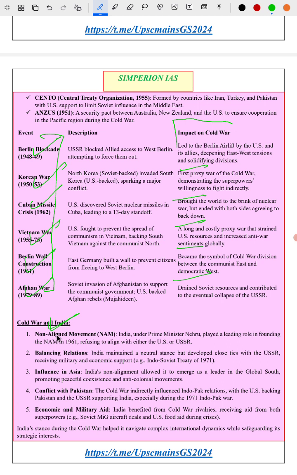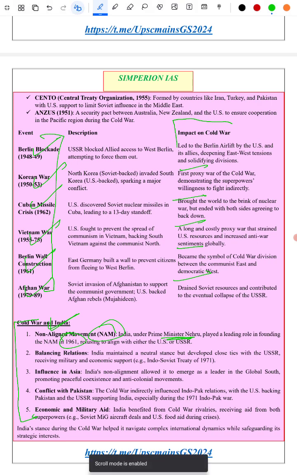And the Cold War and India. India is part of the NAM, the Non-Aligned Movement, that was formed in 1961 with a few countries with the efforts of former Prime Minister Jawaharlal Nehru, and we have given 5 points for the Cold War era and India.